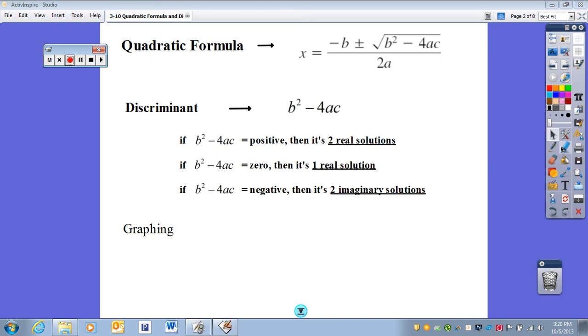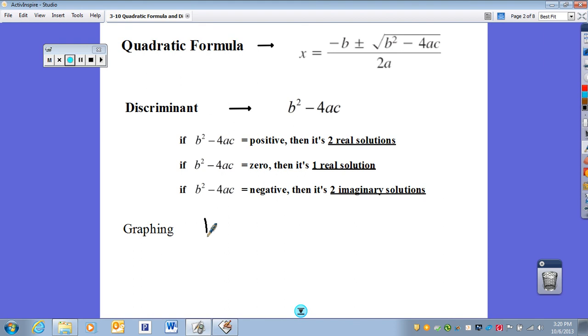If you recall, when we graph our quadratic function, when we are talking about solutions, we're talking about when we cross the x-axis. They're called the x-intercepts. So if we have two solutions, an example might look like this, where we have our parabola crossing the x-axis in two places. That would be two real solutions.